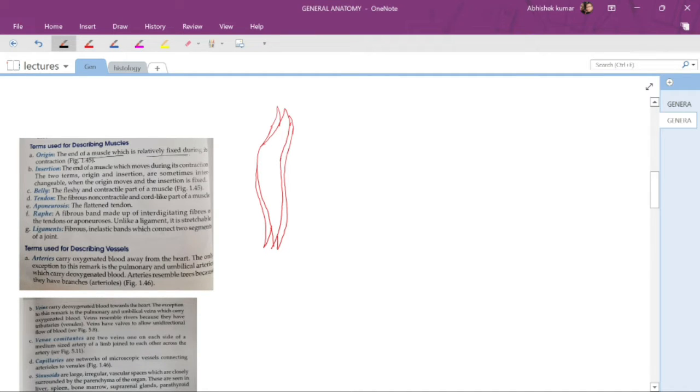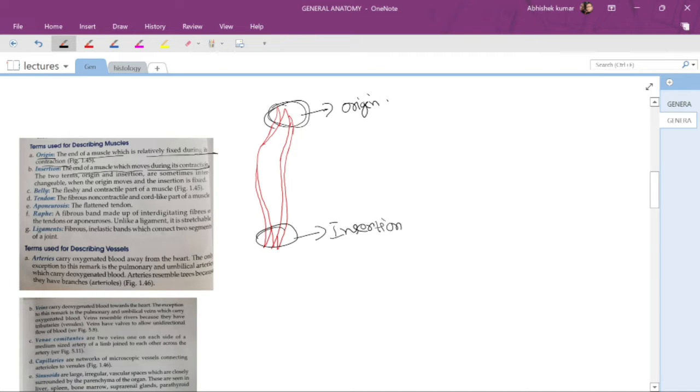The end of the muscle which is relatively fixed during its contraction, that means when the muscle contracts, only one end will be in a stationary position. The end of the muscle which is not moving in the contraction, or remains fixed, is the origin of the muscle. Like if this end is not moving at the contraction, then it will be the origin. And the other end that is moving during the contraction is called the insertion.